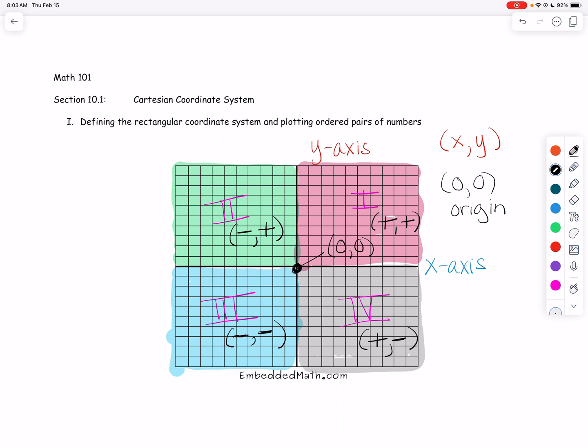Now, a point cannot be in two quadrants at once. So you're either in a quadrant or you're on an axis. If a point sits on the x-axis or y-axis, it is not in a quadrant. And just remember that the quadrants go counterclockwise. Starting in the upper right, we go in the left around the clock direction, counterclockwise.